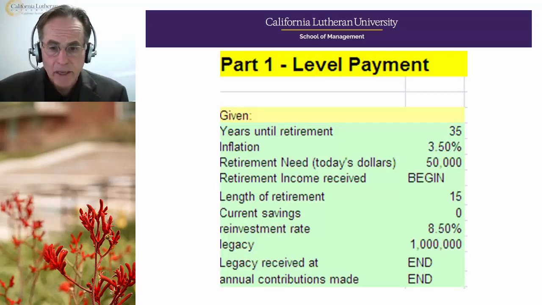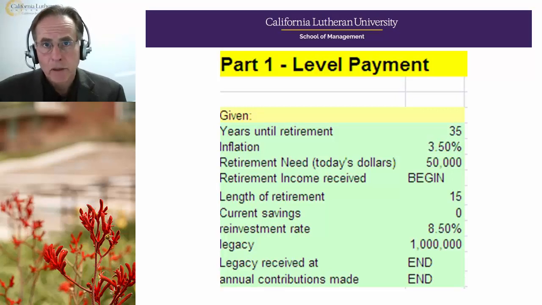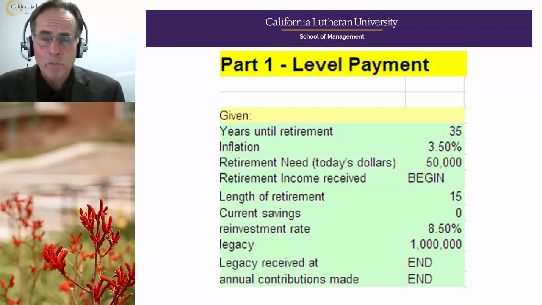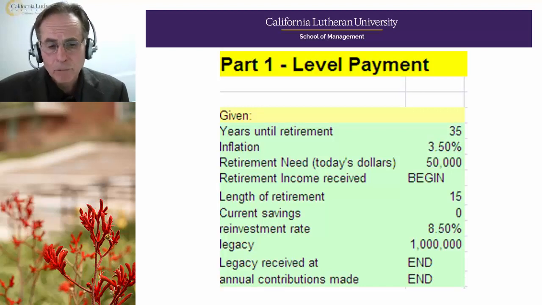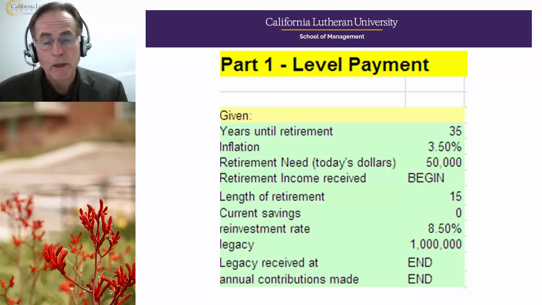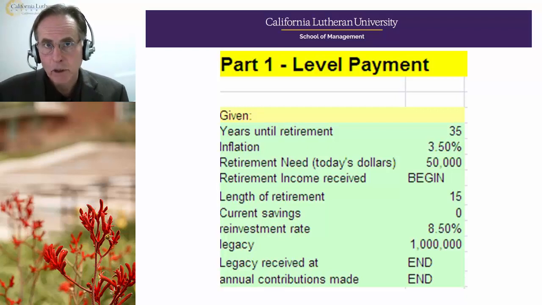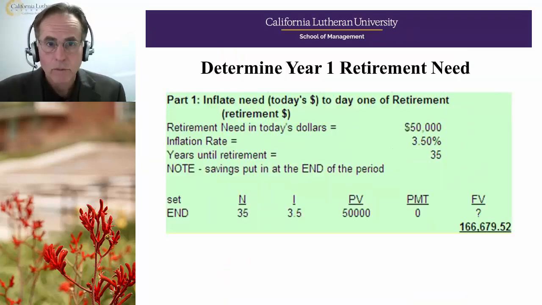Legacy is received at the end of those 15 years, and any contributions made during the pre-retirement period are made at the end. Again, we're doing that for purposes of being conservative, and this is what you would do on the CFP exam. The idea is that the contribution isn't made until year end, but withdrawals during retirement are taken out at the beginning. And you realize by doing that, there's less compounding, so our projections are a little bit lower. That's conservative.